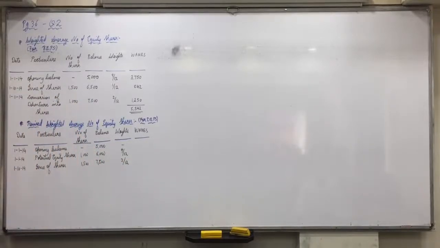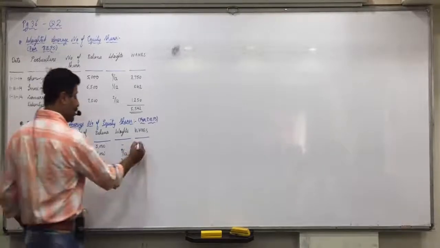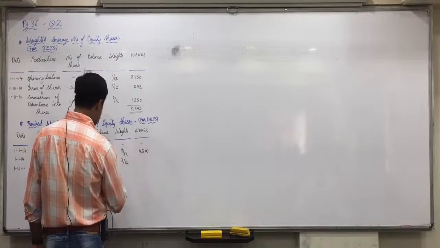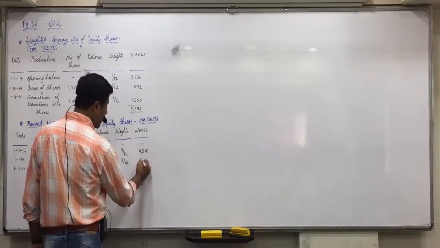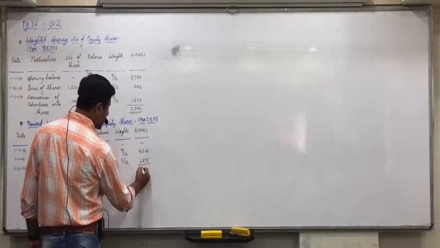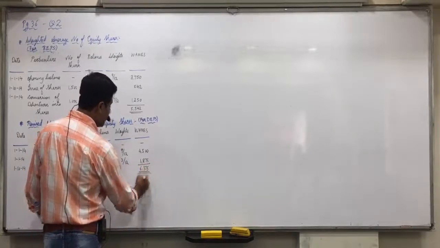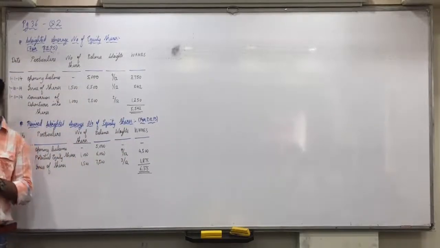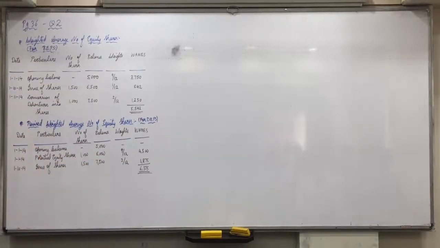Is everyone clear with it? Now it is 5,000 into nil. 6,000 into 9 by 12, 4,500. And 7,500 into 3 by 12, 1,875, so total 6,375. You can see here the number of shares is more than basic. Therefore, the EPS would go down and it's called diluted EPS. So, everyone is clear with this?